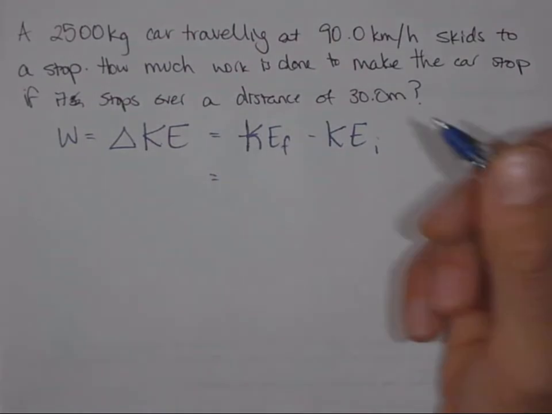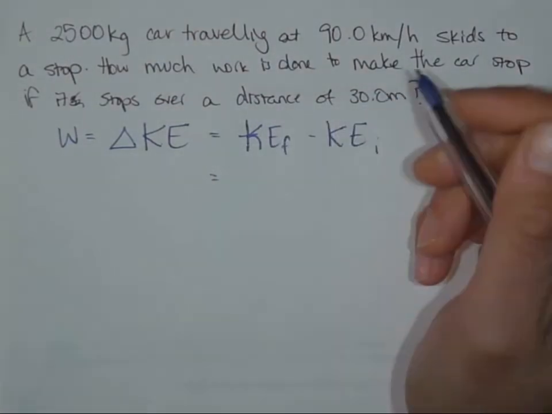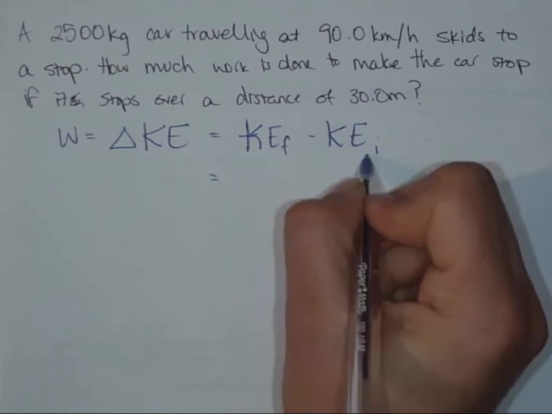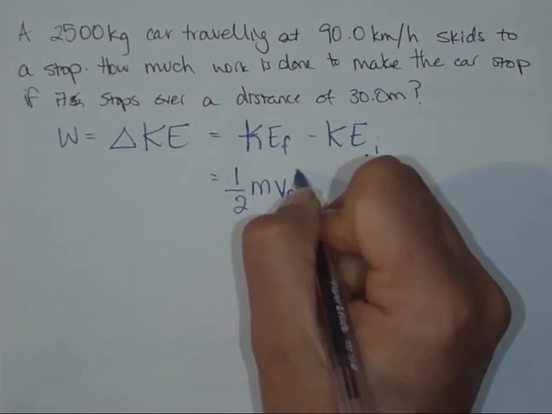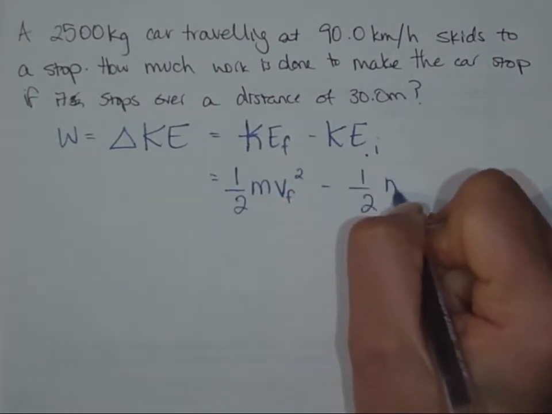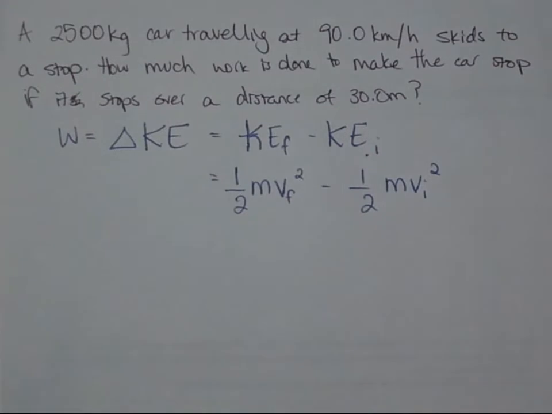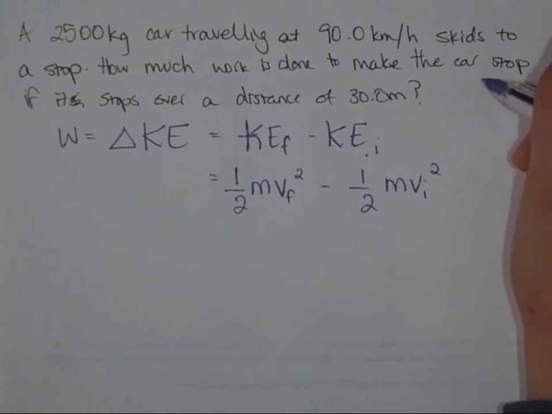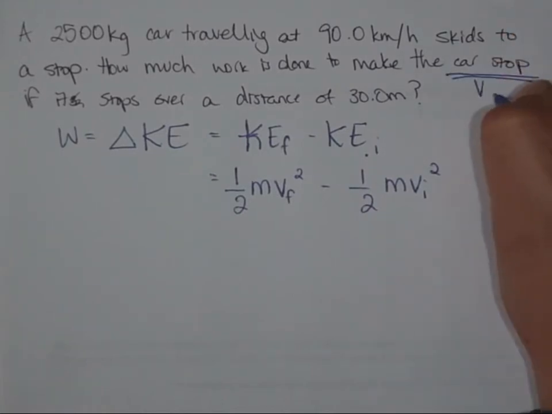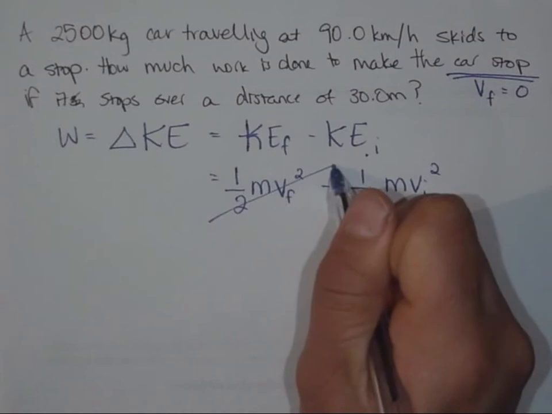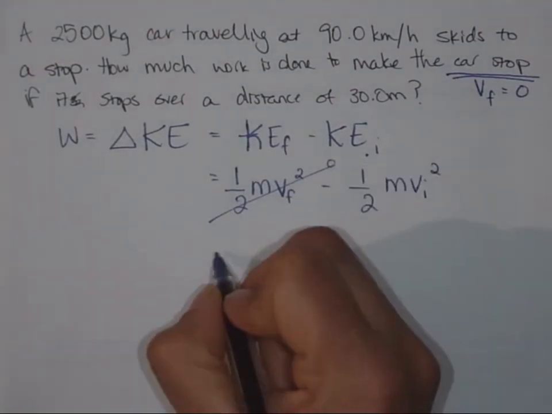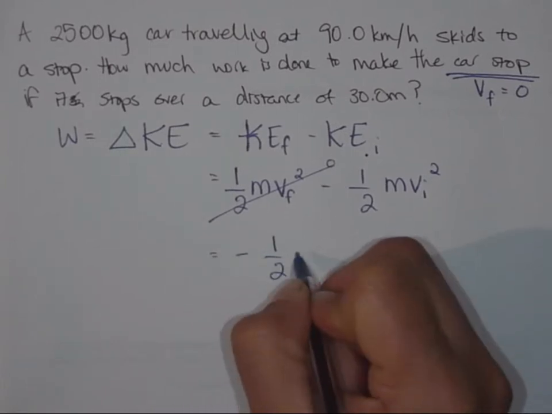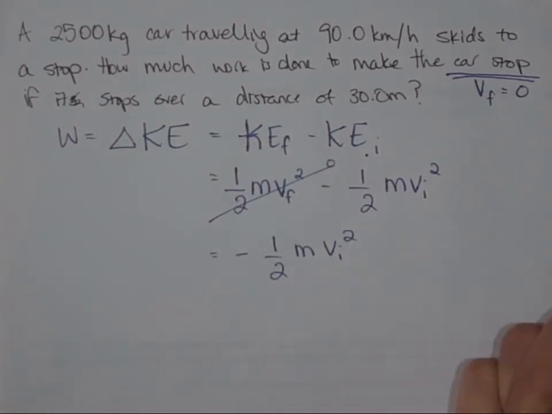So that means we can analyze both of these individually. So let's take a look at this. I'm going to do half mvf squared minus half mvi squared. Something that's kind of useful in this scenario is that we know that our final velocity is 0 because our car stops. So if our vf equals 0, that makes this whole thing 0. All right? So that means we are then dealing with minus half mvi squared.